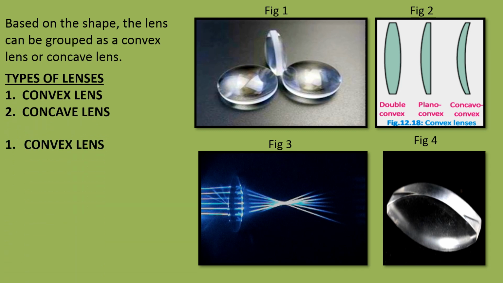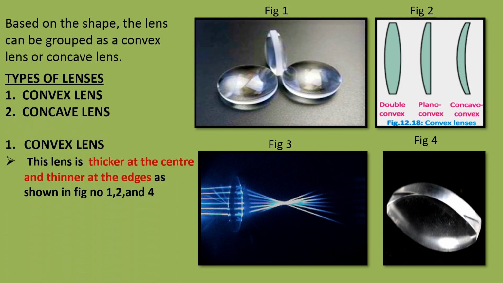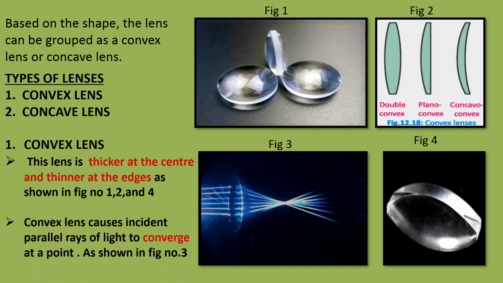Convex lens. This lens is thicker at the center and thinner at the edges as shown in figure number 1, 2 and 4. Convex lens causes the incident parallel rays of light to converge at a point as shown in figure number 3.